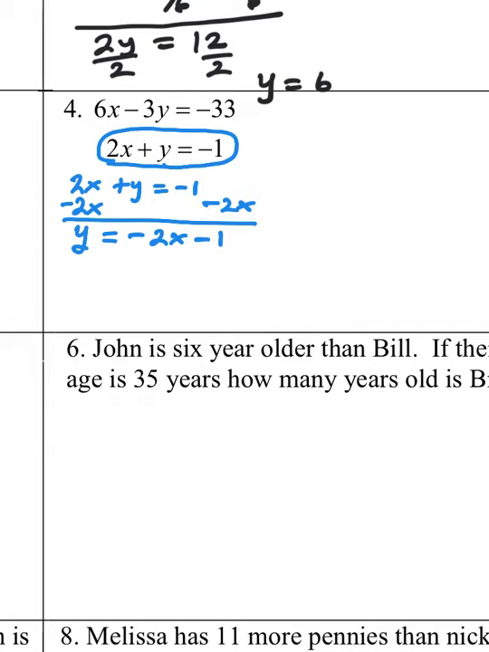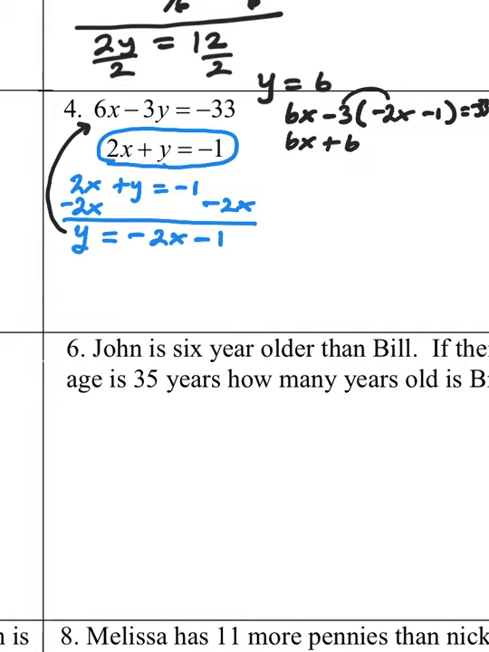I'm going to substitute this into the first equation. So I have 6x minus 3 parentheses, since that's the value of y, negative 2x minus 1, equals negative 33. So I have 6x, negative 3 times negative 2 gives you plus 6x, negative 3 times negative 1 gives you positive 3 equals negative 33. And we have 6x plus 6x, which gives you 12x plus 3 equals negative 33.